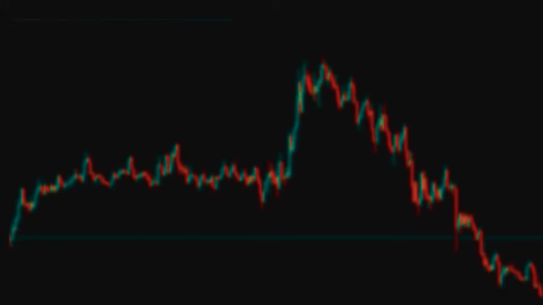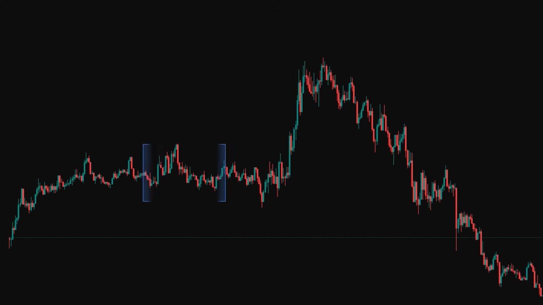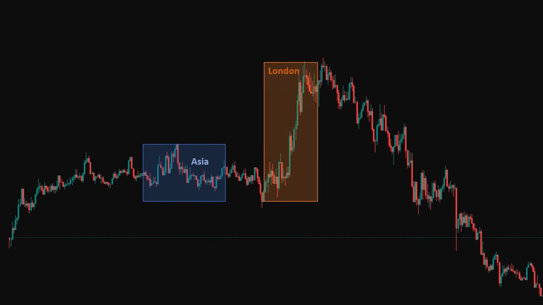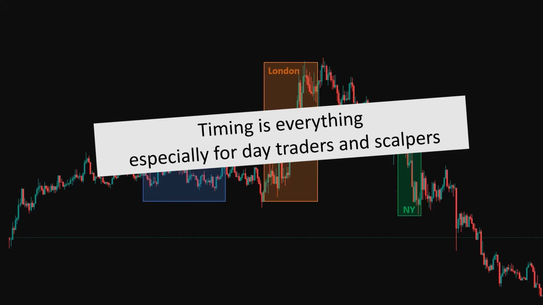What exactly are kill zones? Kill zones refer to specific time periods in the trading day when the market sees the most volatility, liquidity, and institutional activity. These are the times when major players like banks and large financial institutions are most active, often pushing price around before committing to a strong directional move. By focusing on these windows, you can avoid getting caught in fakeouts and low-volume traps, and instead take advantage of moments when the market is truly alive. In short, timing is everything, especially for day traders and scalpers.